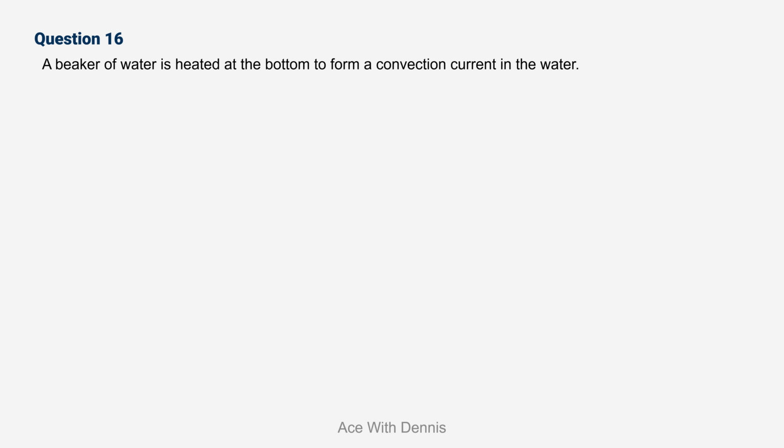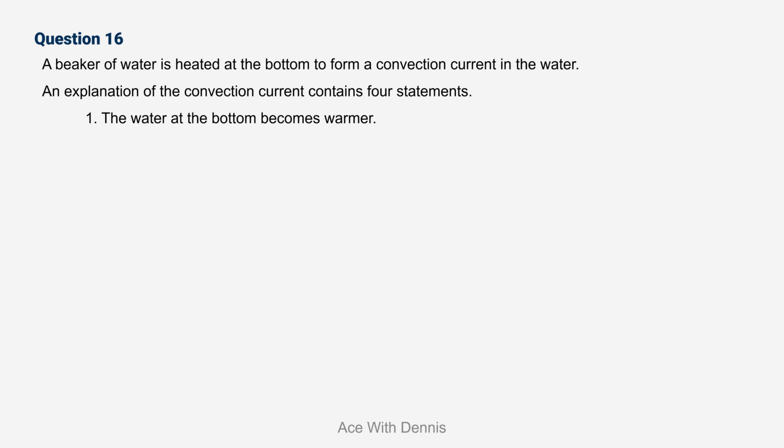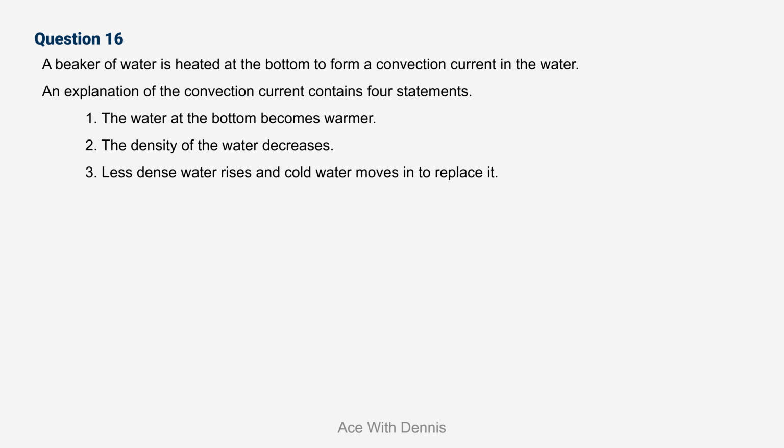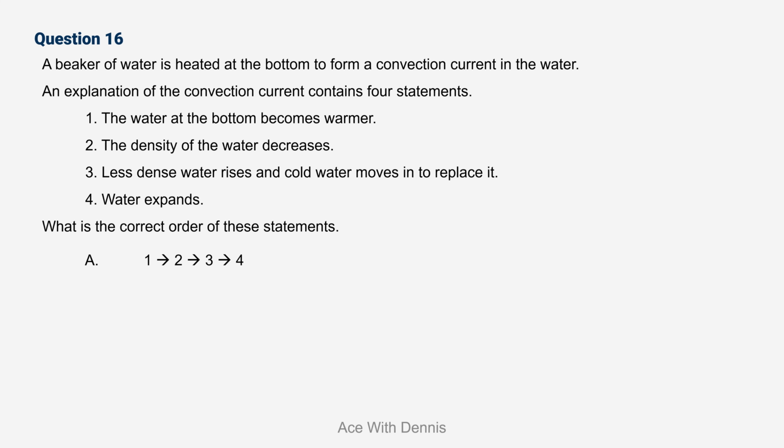Question 16. A beaker of water is heated at the bottom to form a convection current in the water. An explanation of the convection current contains 4 statements. 1. The water at the bottom becomes warmer. 2. The density of the water decreases. 3. Less dense water rises and cold water moves in to replace it. 4. Water expands. Which is the correct order of these statements? A. 1, 2, 3, 4. B. 1, 3, 4, 2. C. 1, 4, 2, 3. Or D. 1, 4, 3, 2.